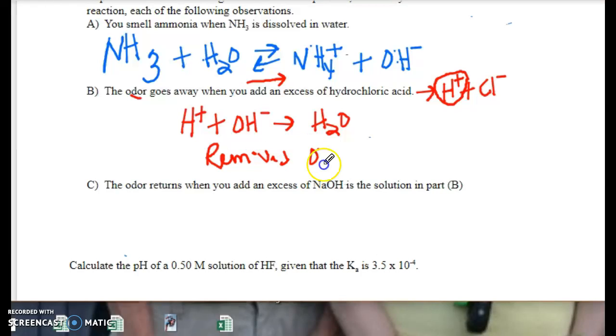hydroxide. So this comes back to Le Chatelier's principle. If we remove a product, that's going to shift our equilibrium. So the system's going to try to adjust by creating more product. So that's why it shifts to the product side to try to make up for this hydroxide that's being lost.